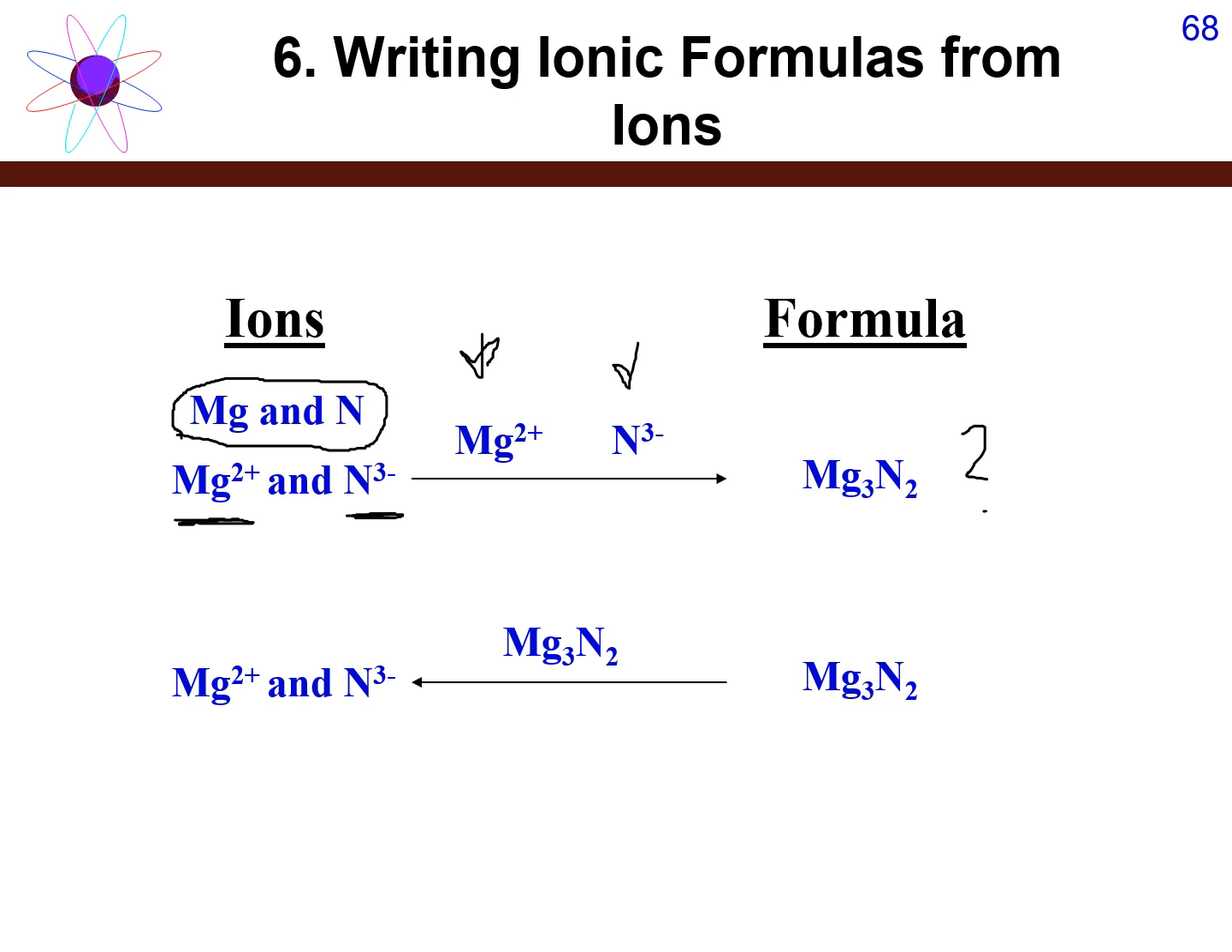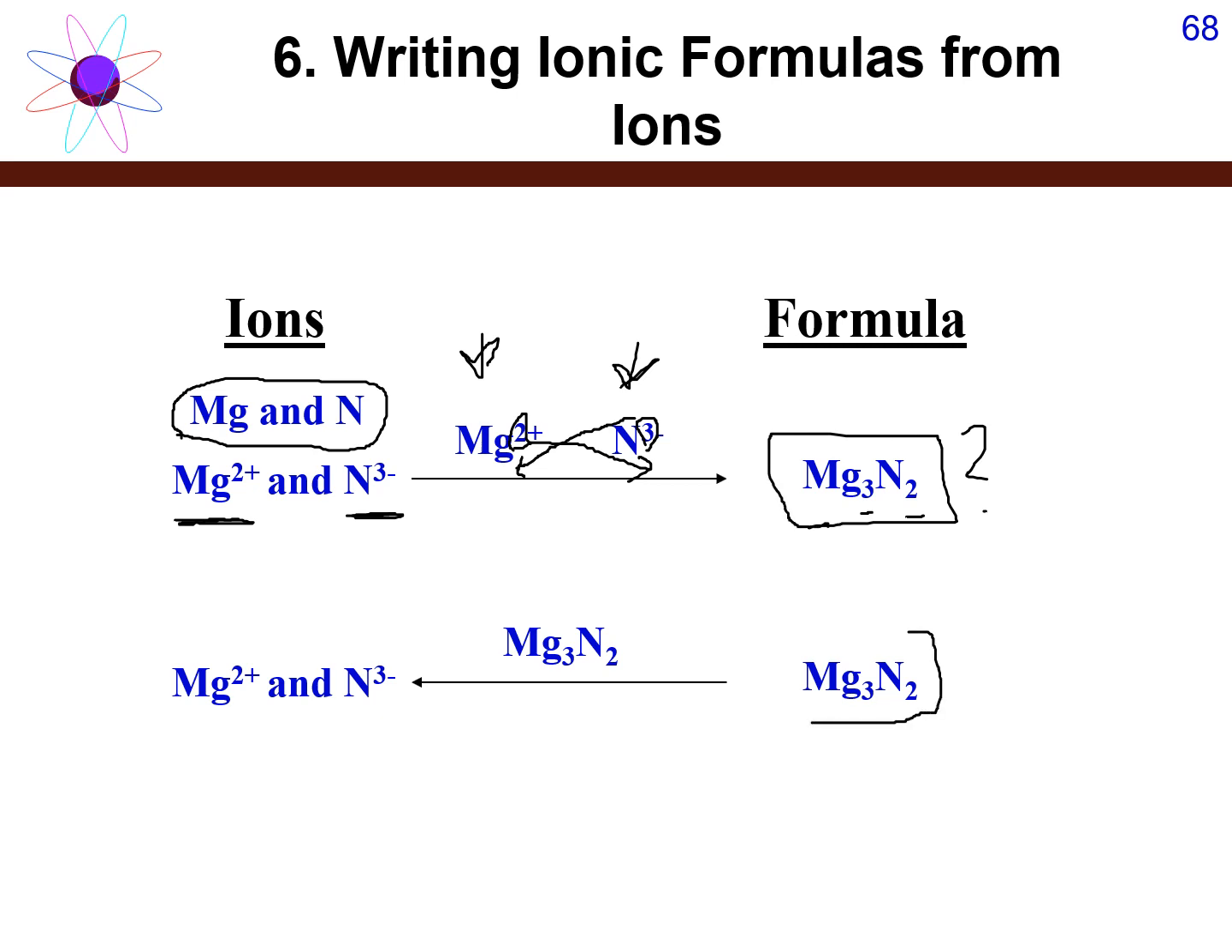And to write the formula, you take the value of the charge, which is a 2 here, and a 3 here. You're just basically going to move those down below the opposite element. When you do that, magnesium is going to get this 3, and nitrogen is going to get the 2. And this is how you write the formula from ions.